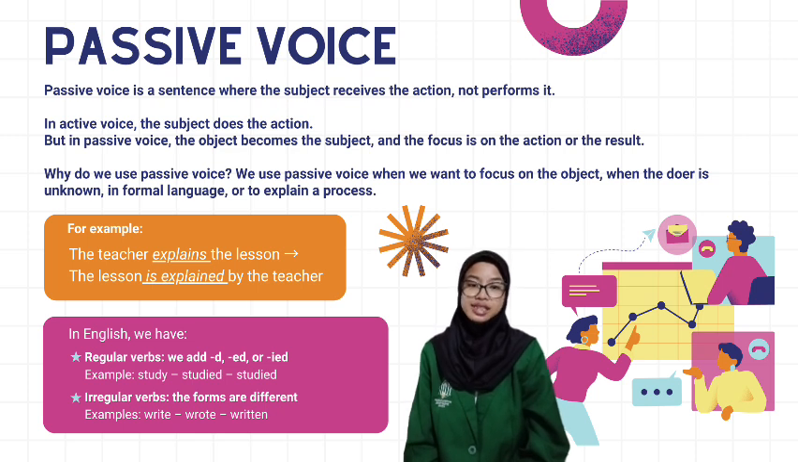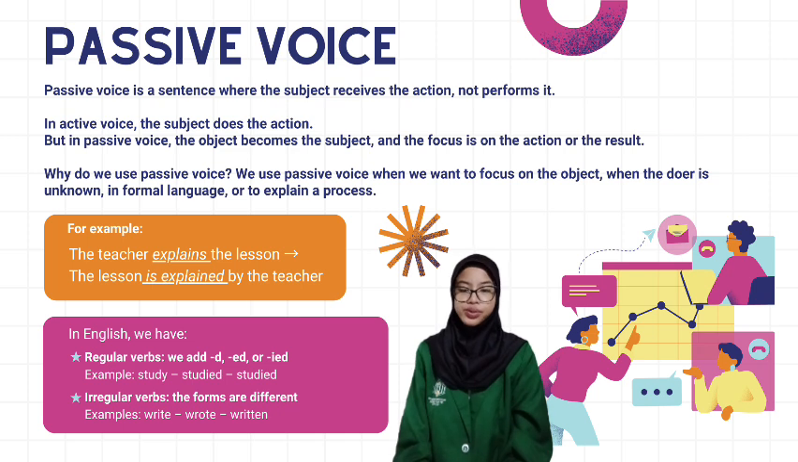In passive voice, the object in the active sentence moves to the front and becomes the subject. Then, we use to be plus verb 3 and we can add the doer by using by plus agent. Basic pattern, active: subject plus verb plus object. Passive: object plus to be plus verb 3 plus by plus subject. For example, the teacher explained the lesson becomes the lesson is explained by the teacher.